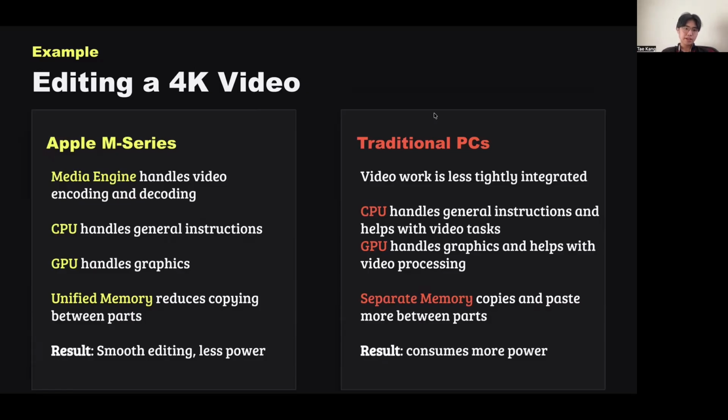But on the Apple side, it has a Media Engine, which handles video encoding and decoding. The CPU handles general instructions and the GPU handles graphics. And the unified memory reduces copying between parts, between the CPU, GPU, and Media Engine. As a result, it uses less power and the editing is much smoother.